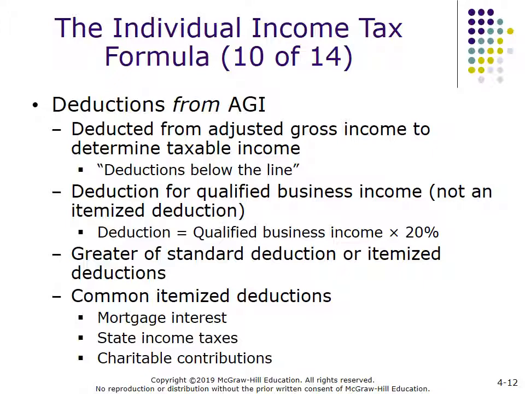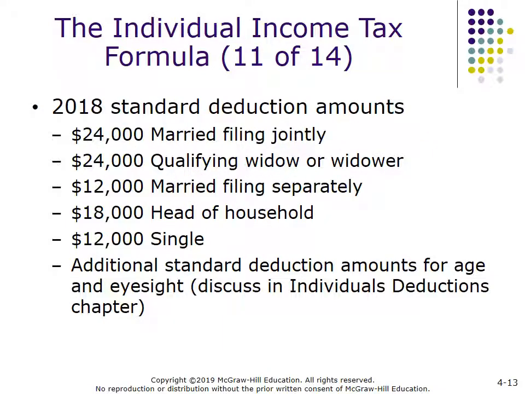What they basically say, and we're going to talk more about this when we talk about those individuals, is how much business income did I have from my business? 20% of it I could deduct and not get taxed on. And that leads us to our taxable income.